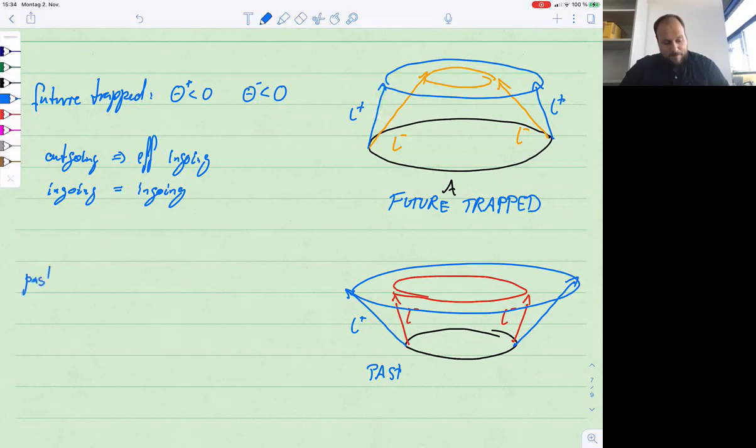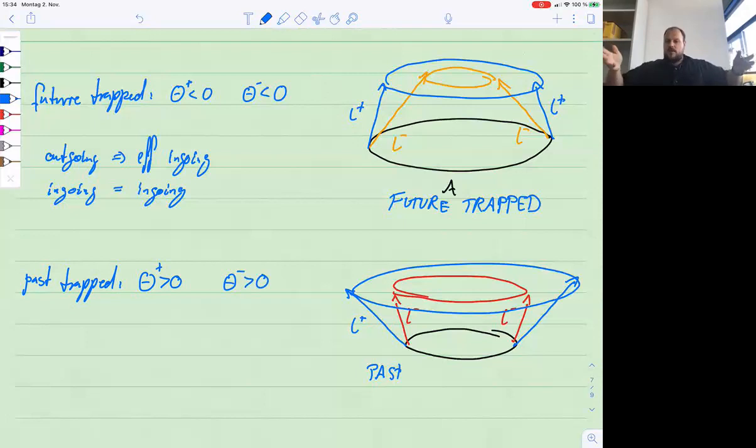So for the past trapped, theta plus bigger and theta minus also bigger. So we cannot stay, like in the white hole. When you place someone in the white hole, it will be expelled, because even if you try to stay inside, it's impossible, because the gravitational force, we should not say force, but the direction which is forced by the geometry, will lead us outward. Even when we try to go inward with the speed of light, we can never, because the speed of light going inward will follow this curve and will still get expelled.